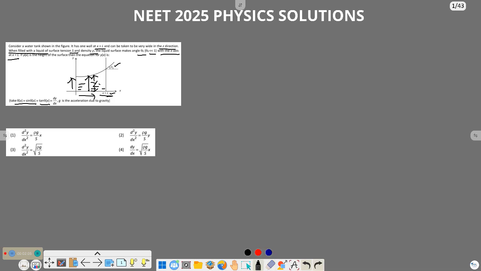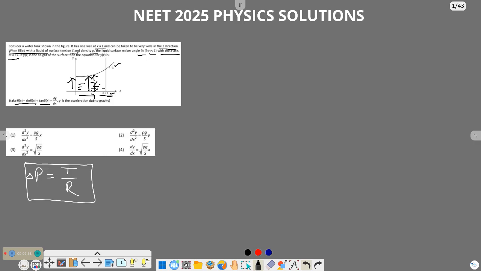What is the curvature related to the liquid surface? It is nothing but pressure. The pressure is equal to T by R. If it is a bubble, we use 4T by R. If it is a liquid drop, we use 2T by R. Here, in the case of the tank, whatever the difference in pressure from outside to inside is called excess pressure, the change in pressure. The change in pressure we can take as T by R.